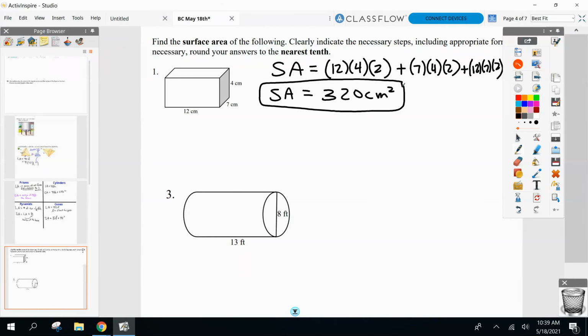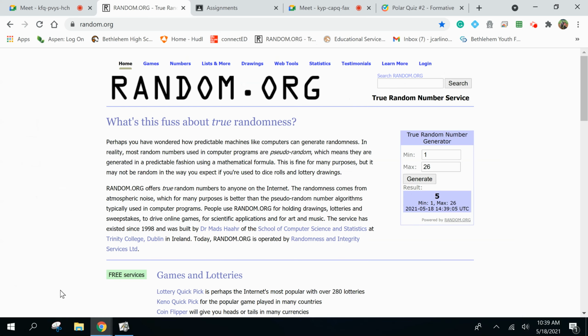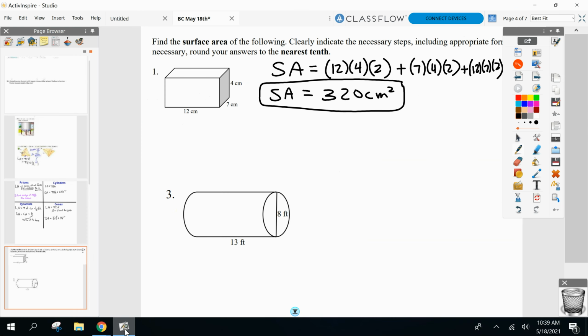Questions, comments, any concerns? All right, let's go to number 3. What is it? 18. Owen, what is that figure, number 3? Cylinder. You got a formula to find the surface area for me. Pi d h plus pi r squared. Okay. Times 2. Good job. Times 2, because there's 2 circular bases.